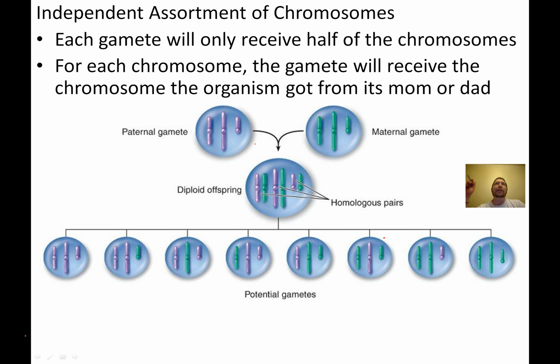Now, each gamete is going to have one copy of every chromosome you have, 1 through 23. And which chromosome it gets, it's either going to get the one you got from mommy, or the one you got from daddy.